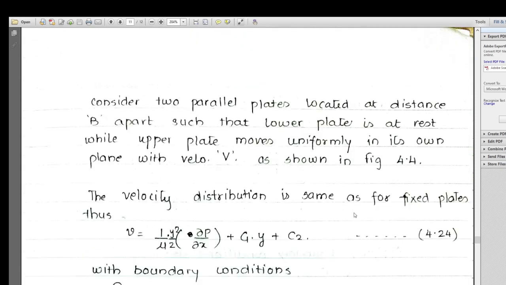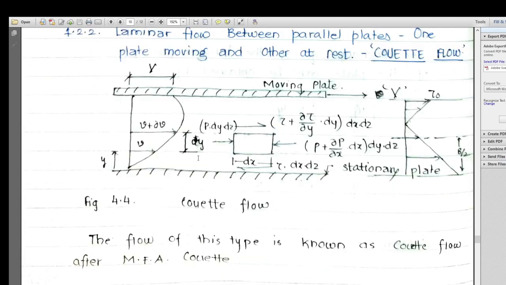Now we have considered two parallel plates located at a distance b apart, such that the lower plate is at rest while the upper plate moves uniformly in its own plane with the velocity V. See, this plate is at rest and this is the moving plate, which is moving with the velocity V, and these two plates are separated by a distance b.